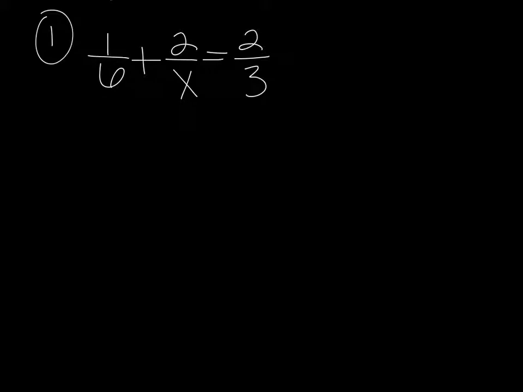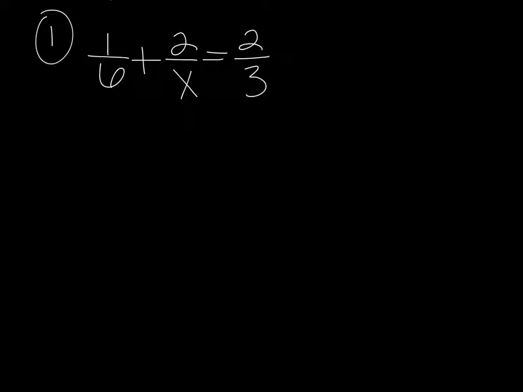So number 1, we want to solve 1/6 + 2/x = 2/3. Yesterday, the first thing we did is we found the least common denominator, and then we multiplied both sides by the least common denominator, and we could solve. We're going to do the same steps here, but we have one extra thing we have to do.